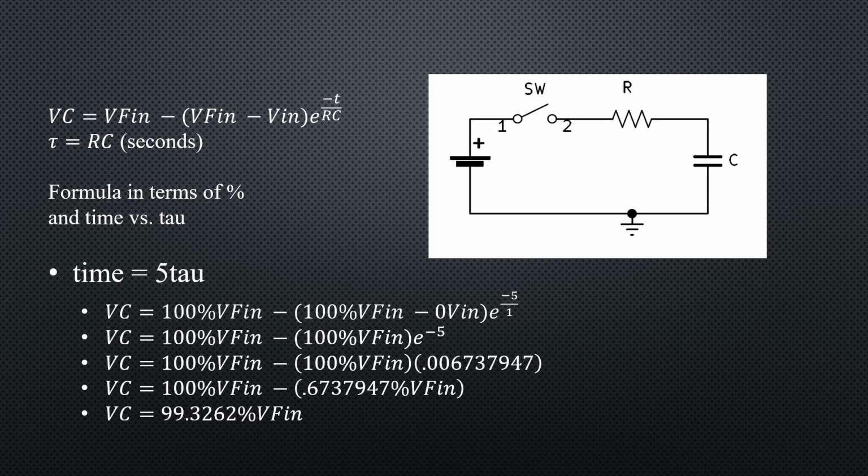And finally, we've got 5 tau. VC equals 99.326% of V final. Now, this is where we say that the capacitor is fully charged. 5 tau equals a fully charged capacitor. And the circuit now could also be said to be stable. Everything's stabilized.